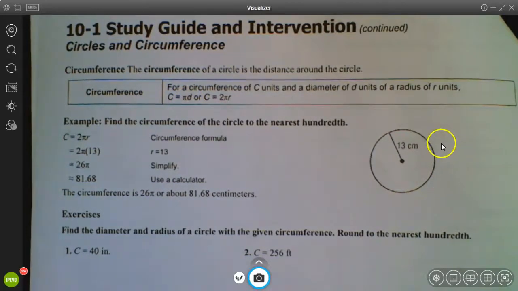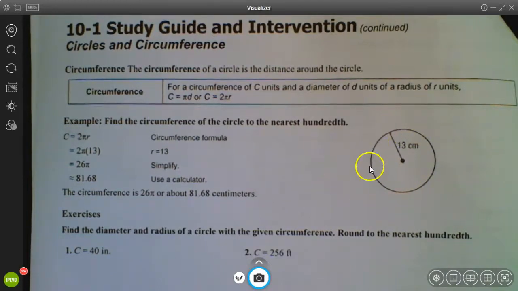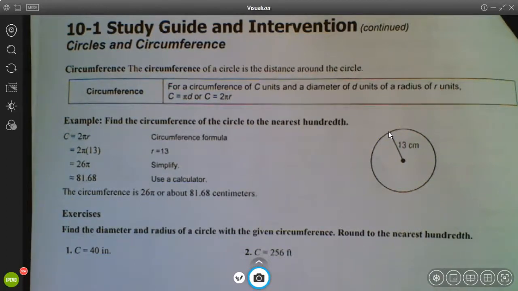All right, so look at the circle for a minute. When we talk about the circumference, what you're talking about is the outside length of this circle, right? It's the distance that you would travel. So let's just say I started right here and I traveled around the circle, my total distance would be the circumference.